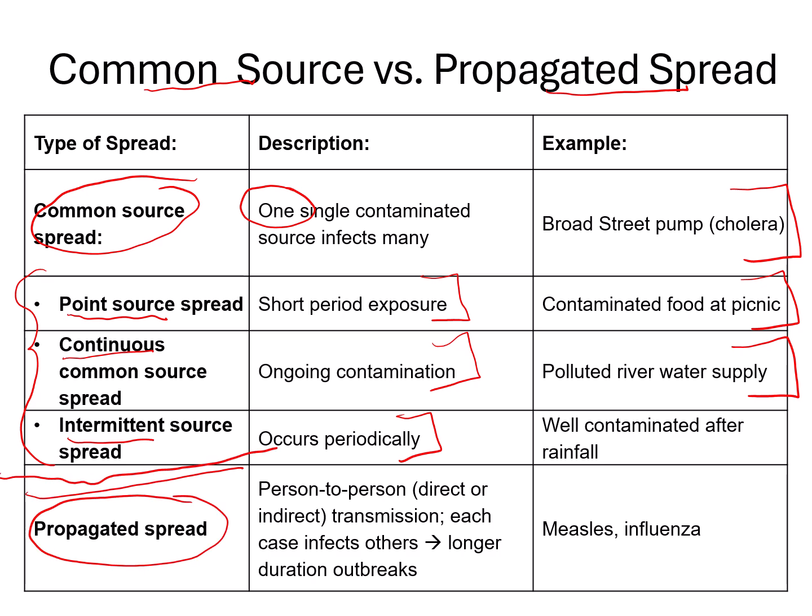In propagated spread, this is due to person-to-person transmission. So propagated spread cannot be easily stopped at a single source like point source spread can. And propagated spread usually creates a longer outbreak curve. Examples can be things like measles and influenza. And next, we're going to see how these curves look in real data, how common source looks different from propagated spread.